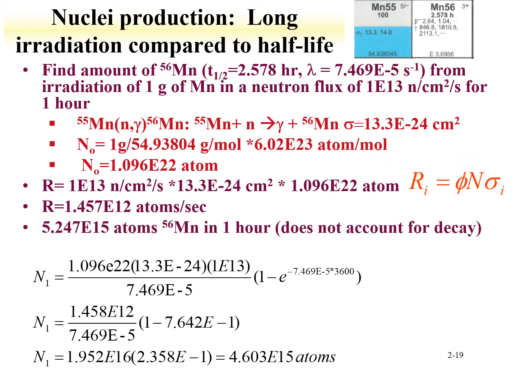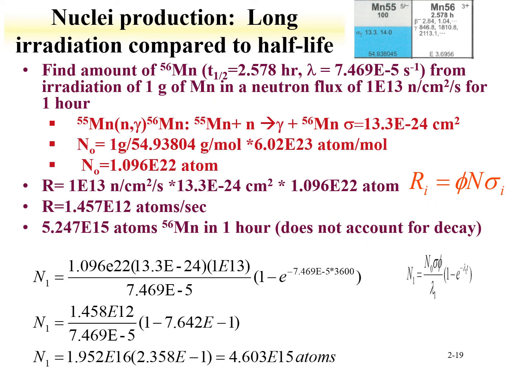Let's use our equation. Let's input the terms. The rate is equal to the flux times the cross-section times the number of targets. We get a rate of 1.45 times 10 to the 12th atoms per second, with 3,600 seconds in an hour. We get a value that we should make 5.24, or 5.25, times 10 to the 15th atoms of manganese 56 in an hour. Now remember, this equation does not account for decay.